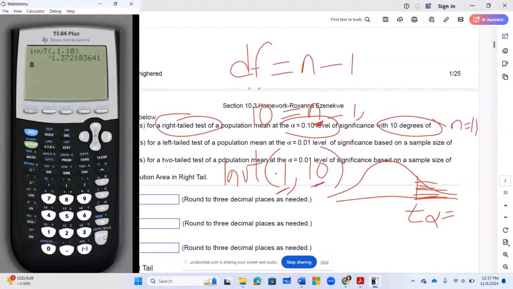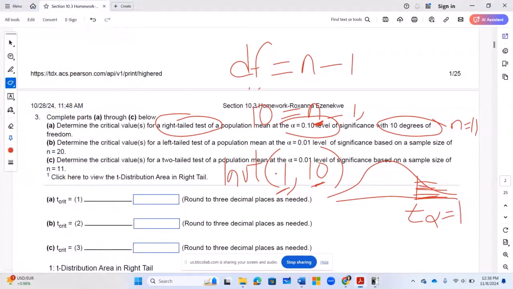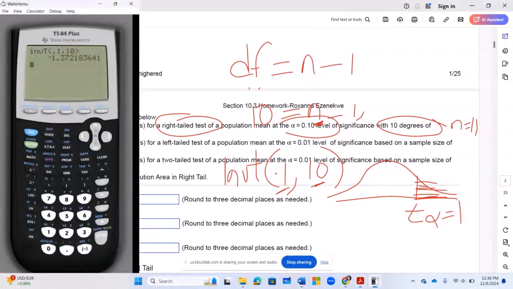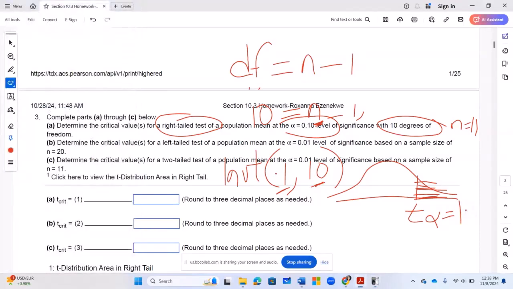Therefore, the critical value is negative 1.37. Be careful. Everybody needs to be careful. This is a right tail test, but the t curve is symmetrical, just like the normal curve. The t curve is symmetrical, therefore the sign will change. So we have a sign change, 1.37. All right, so 1.37 is the critical value. I hope this is clear.